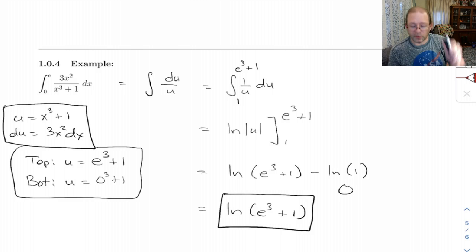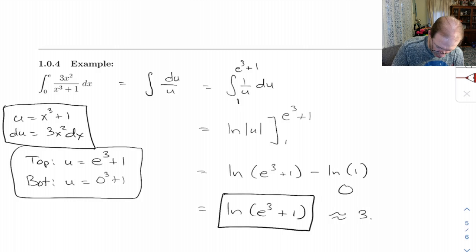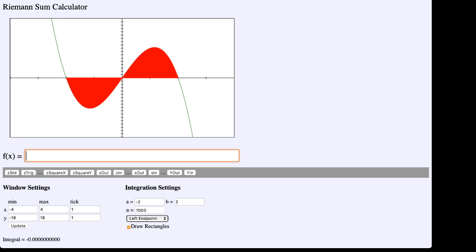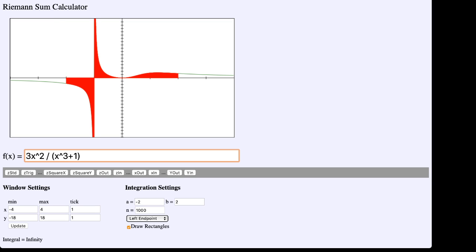Now, just for fun, let's see what it is on the calculator. If I do e cubed plus 1, I get like 21.08. Take the ln of that. It's like 3.0485, and so on. Let's check it on the Riemann sum calculator. Sometimes my words don't come to me as quickly as I would like. 3x squared divided by x cubed plus 1. Looks like that. All right, but we're supposed to go from 0 to e. And look at the integral, 3.047. And that's with 1,000. If I change it to 10,000, 3.048, and so on. So yeah, pretty good.